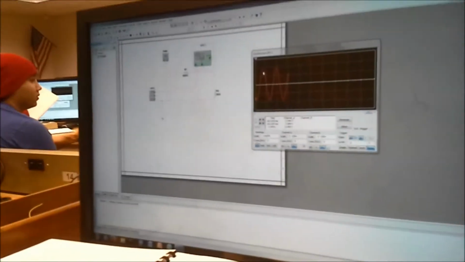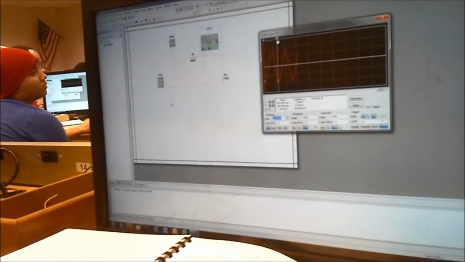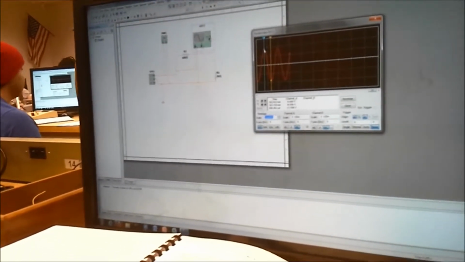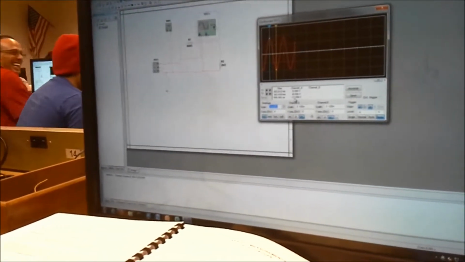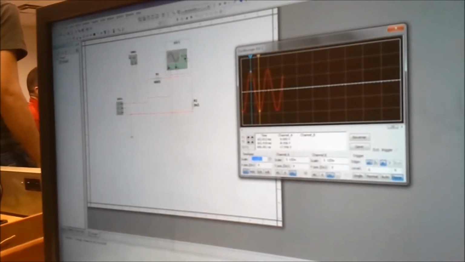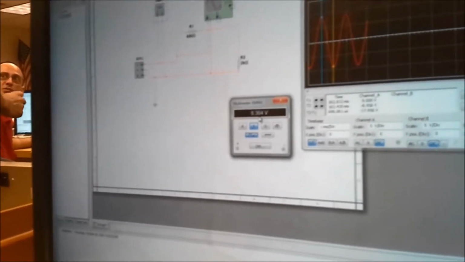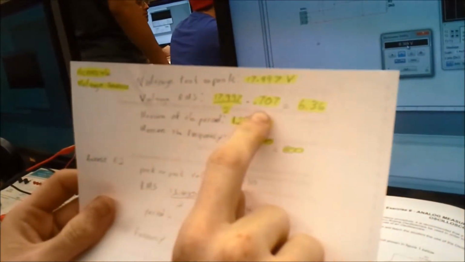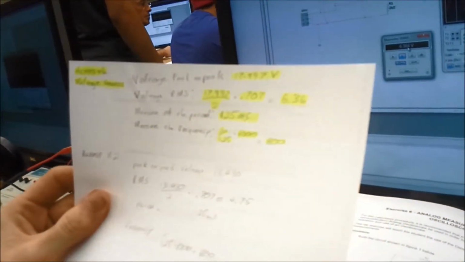Now that we've taken a sample of the source, we're going to measure the volts peak to peak. We get our cursors in the right spot, and that gives us a measurement of 17.9. To get the RMS, we can either check the multimeter, which gives us 6.36, or plug it into the equation: divide by 2 and multiply by 0.707. That also gives us 6.36.